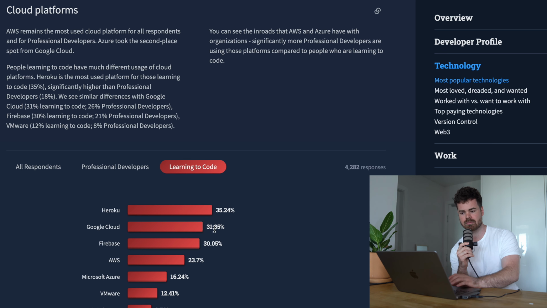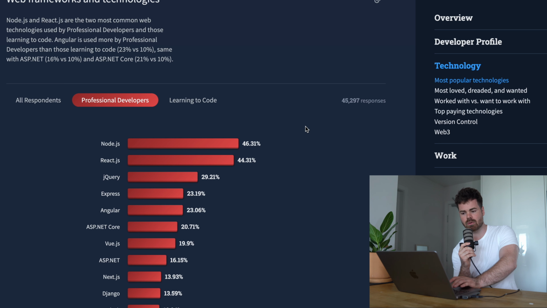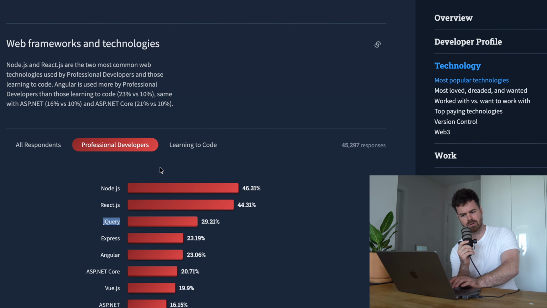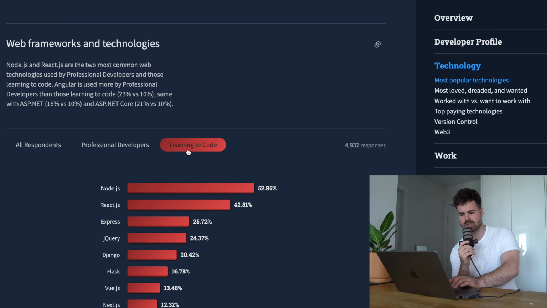Within web frameworks and technologies, Node, React, and jQuery are reigning champs here at the top three. I'm very interested as to why jQuery is still one of the most popular technologies here at 30%. Within learning to code as well, it's still quite high at 24.37, and I'm wondering why so many people are still learning jQuery as they're learning to code.